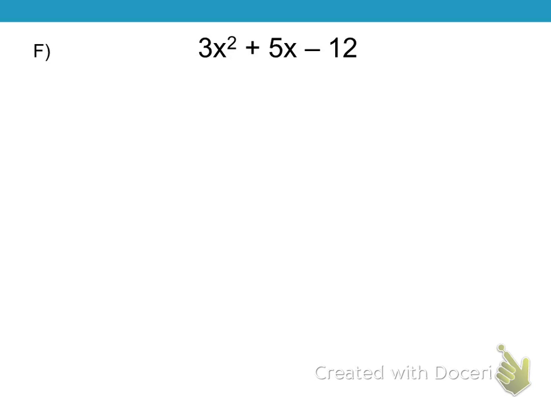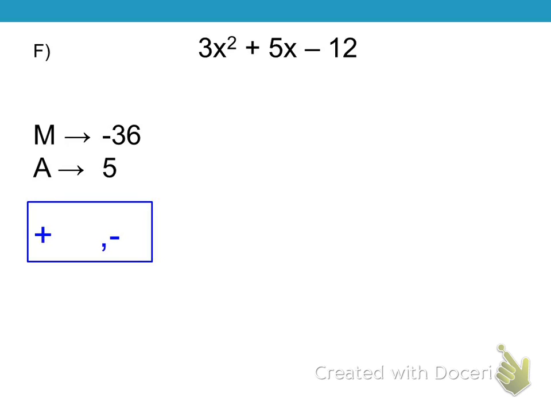What's your M? Negative 36. What's your A? 5. Very good. Winning combination? Positive 9, negative 4. Great. So I'm going to write those numbers in binomials. So x plus 9, x minus 4.